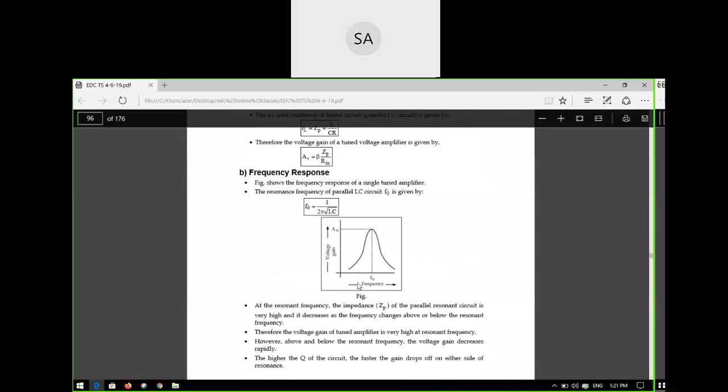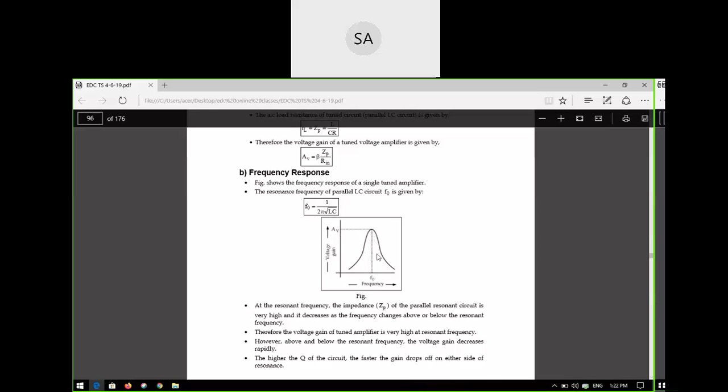So if you see the frequency response of any tuned circuit, it is like this. How is it looking? It is a bell shape. So it is a bell shaped frequency response. What is the frequency response? It is the characteristic drawn between gain and frequency, and it looks like this. At resonance, we get the peak voltage gain. That frequency you can call the resonance frequency.